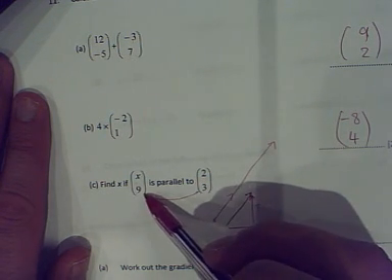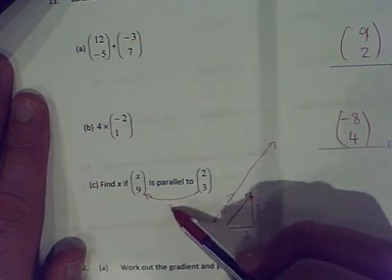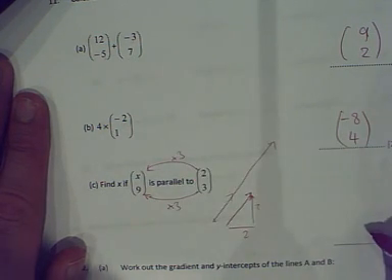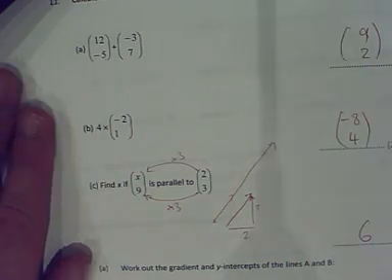An easy way of doing this: what did you multiply 3 by to get 9? 3. Do the same to 2. You get 6. That's it.